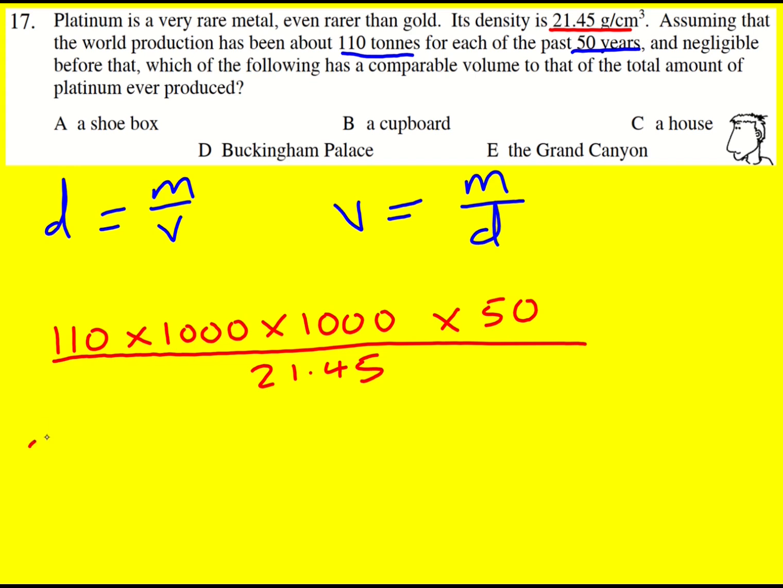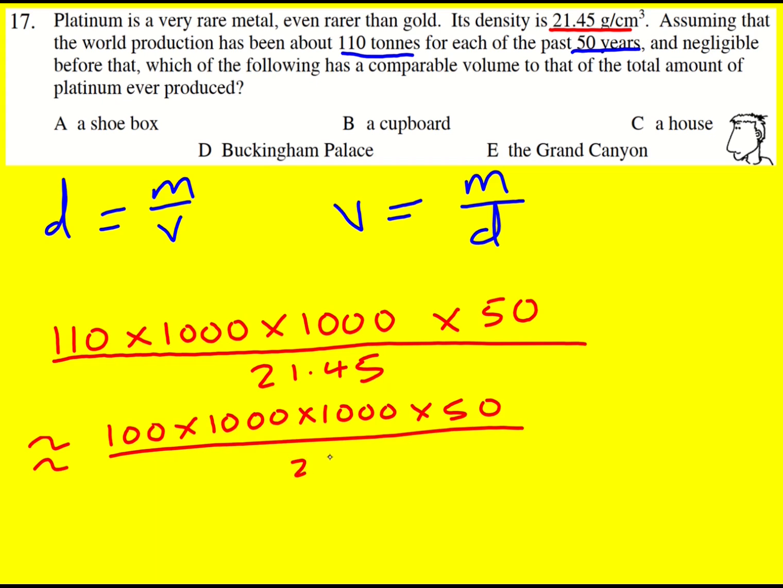Okay, now I can estimate. I can say that this is roughly, I can make it 100 times 1,000 times 1,000 times 50 all over 20. So I might as well just do 100 divided by 20 and make it a 5 here, which gives me quite a big number. Oh yeah, it's going to be 250 million, in fact.